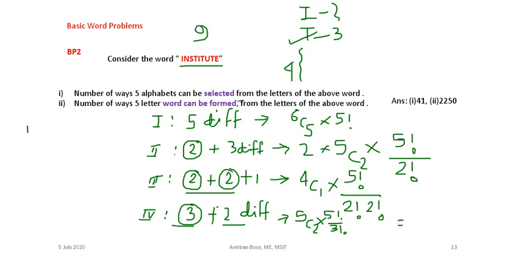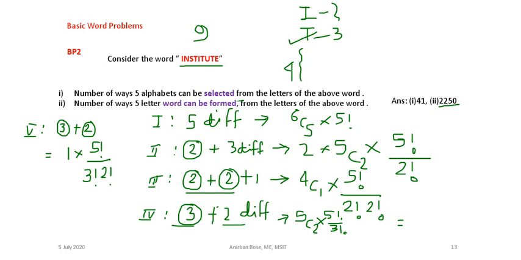And what is the fifth case? The fifth case is 3 of one kind and 2 of another kind. So these can be chosen in only one way, but they can be arranged in how many ways? Total 5 factorial divided by 3 factorial into 2 factorial. Okay, I hope you have understood. If you add all these cases, then you will get the total result 2250.